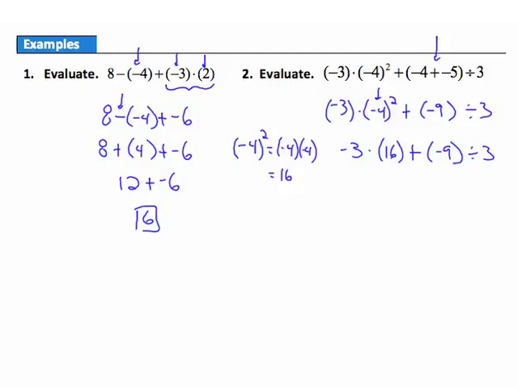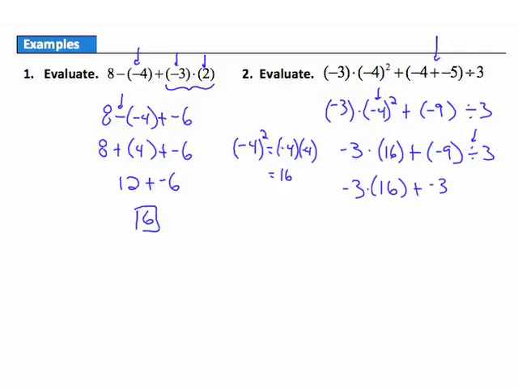Now I'm looking for multiplication and division. I have some division here on the end, so I would do that next. Before I do that, though, I'm going to rewrite the rest of this problem. Okay, now let's take a look. A -9 divided by a +3. Those are opposite signs, so that's going to give me a negative answer. So that would give me a -3 for my answer there.